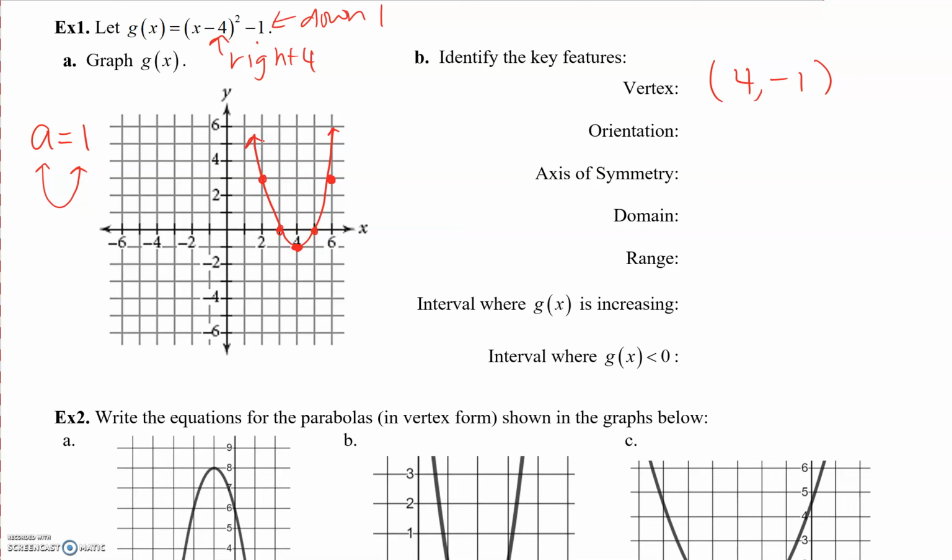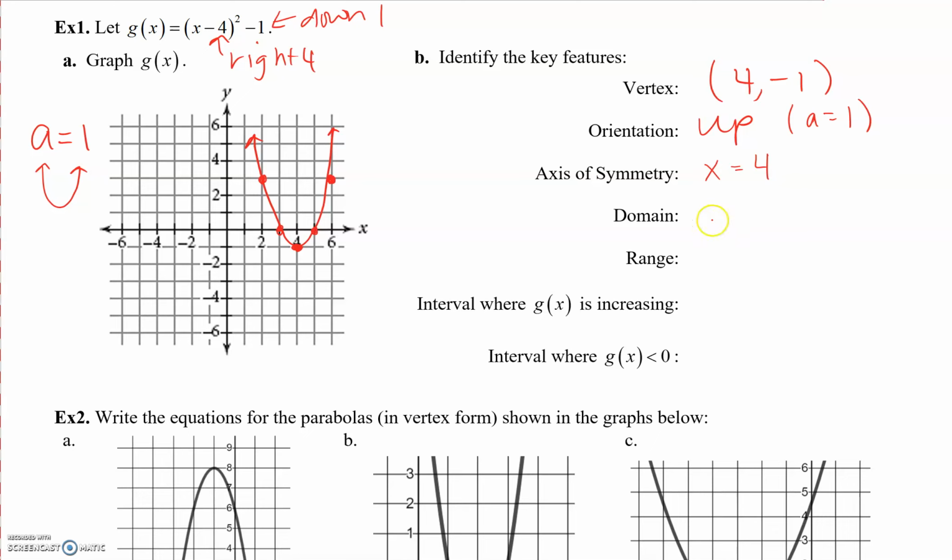So let's go fill in the rest of our key features. The orientation of the parabola is up. If you want to give yourself a reason why, you could just say, because A is 1, it's positive, so that's what makes the graph open up. The axis of symmetry is x equals 4.